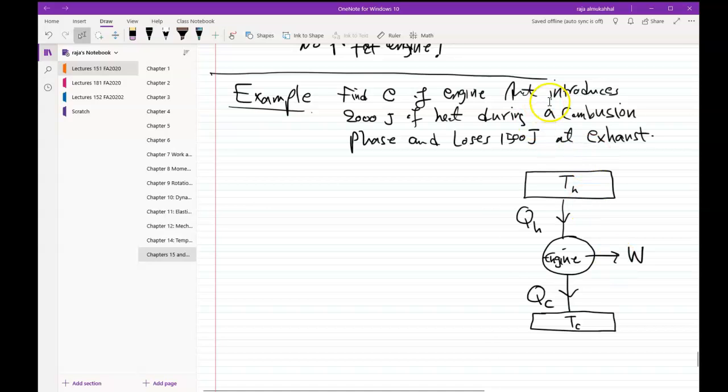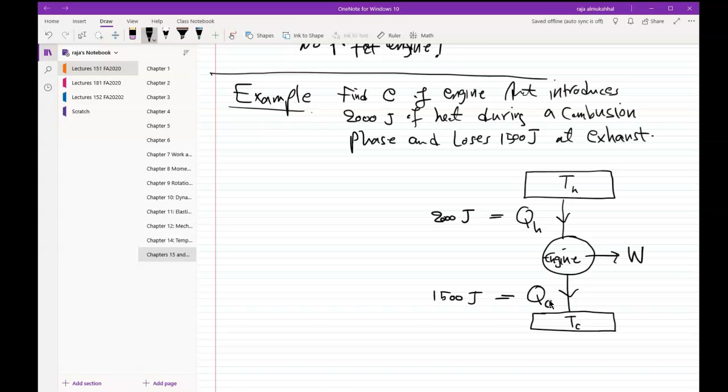What is the efficiency of this engine that introduces 2000 joule of heat? So basically this QH is equal to 2000 joule during the combustion or burning phase, and it loses 1,500 joule there. So what is the efficiency of that engine?